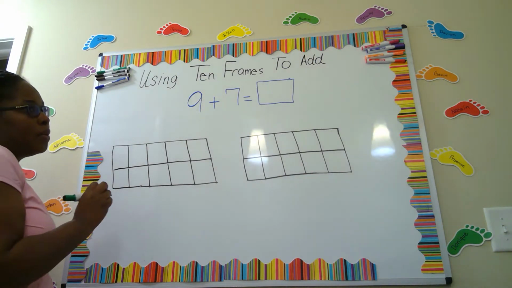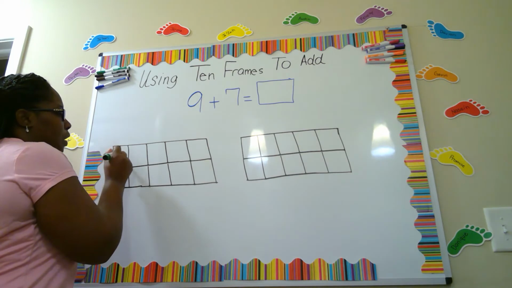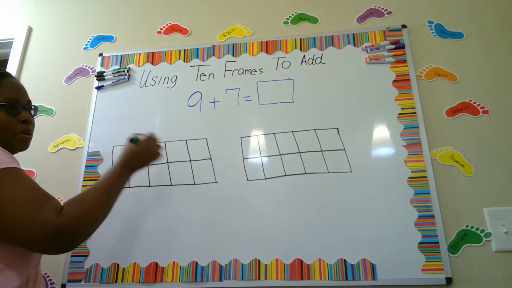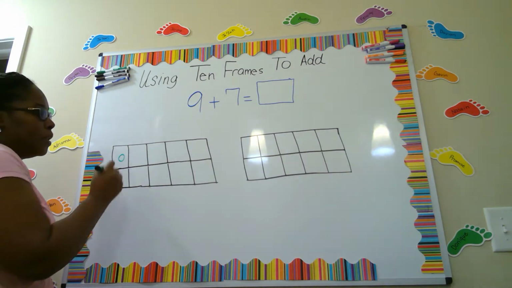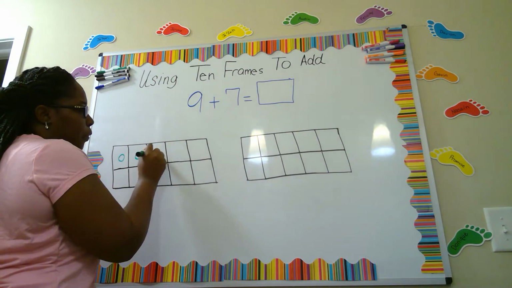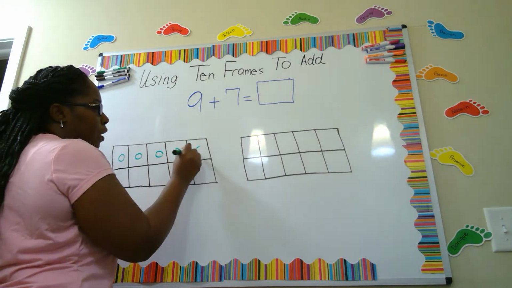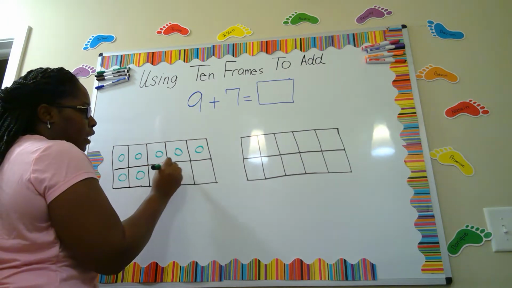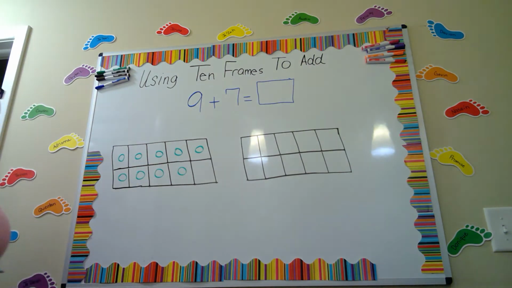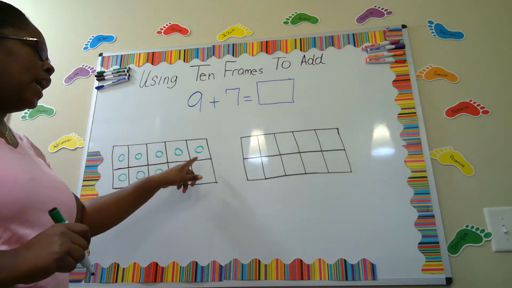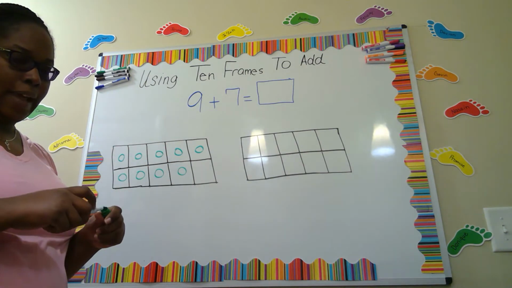So I'm going to start out with 9 plus 7. So I'm just going to draw out 9 counters. I'm going to do it in 1 10 frame, and I'm going to count out 9. 1, 2, 3, 4, 5, 6, 7, 8, 9. Okay? So I can see I have 9. I know this 10 frame is worth 10. I have 1 spot left.